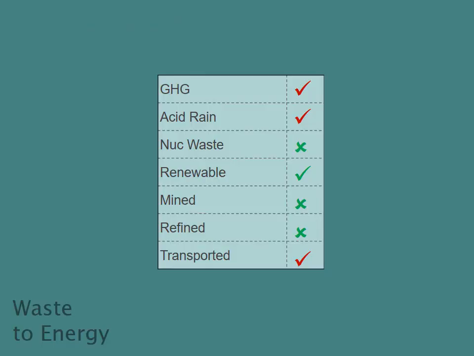It does produce greenhouse gases and acid rain as materials are being burnt. It does not produce nuclear waste. It is renewable because people are always producing more garbage. It does not need to be mined or refined. It does need to be transported to the facility, but instead of taking the garbage to the local dump, you would be taking it to the biomass facility.